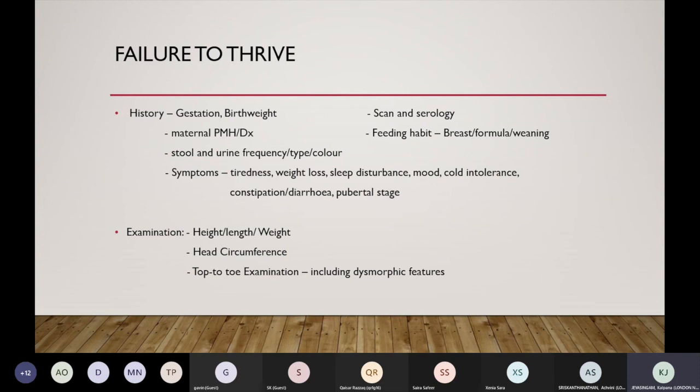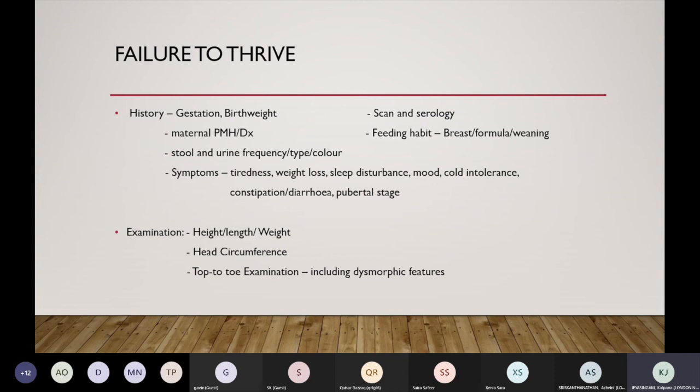Then baby was born, so you go into the feeding. How are you feeding the baby? Are you breastfeeding? Are you formula feeding? Is it mixed feeding? If the child is older, you want to find out whether they have been weaned, what they're eating, and how they're tolerating it. Then you want to find out about stool and urine frequency. Sometimes even the color and the type is very important. And then you do a systemic review.